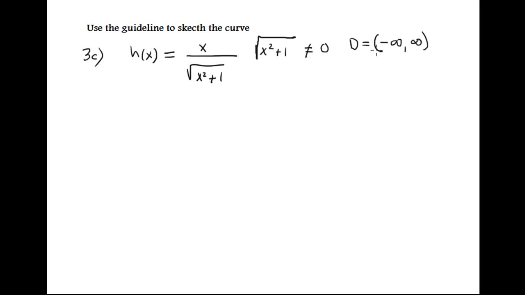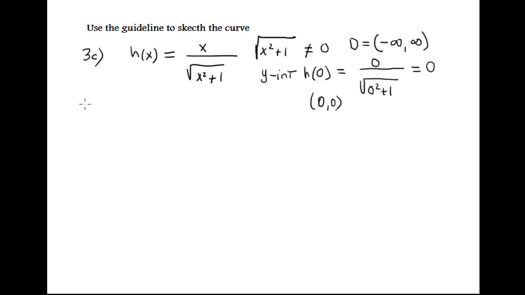Okay, let's go now to the y-intercept. For the y-intercept, evaluate the function at 0, which is equal to 0 over the square root of 0 squared plus 1. It's obvious, 0. Okay, therefore the point is (0, 0). (0, 0) is both the x and y intercept.